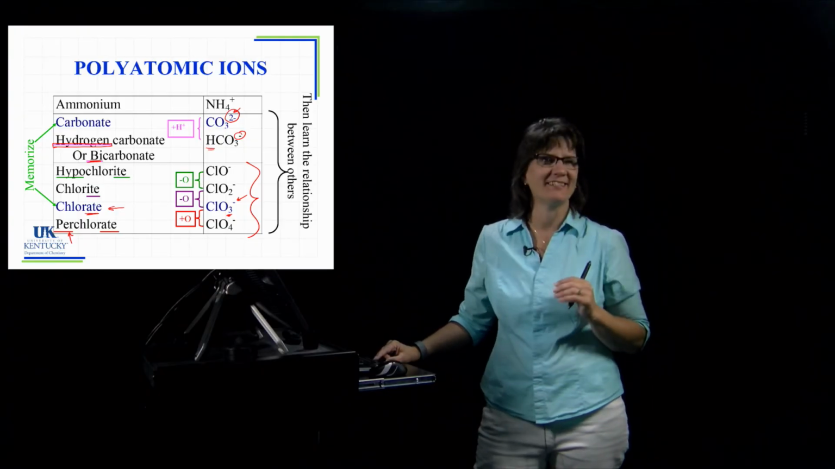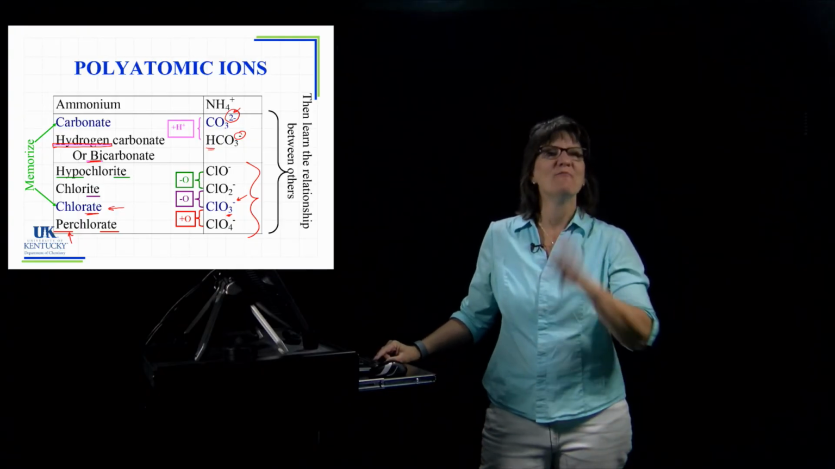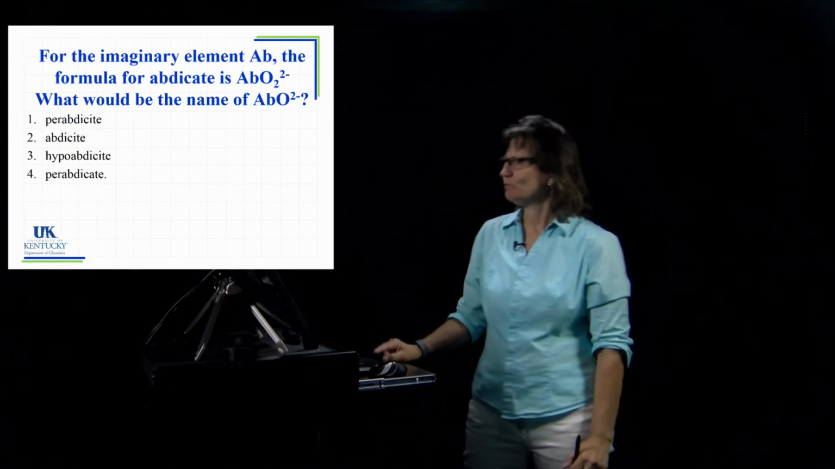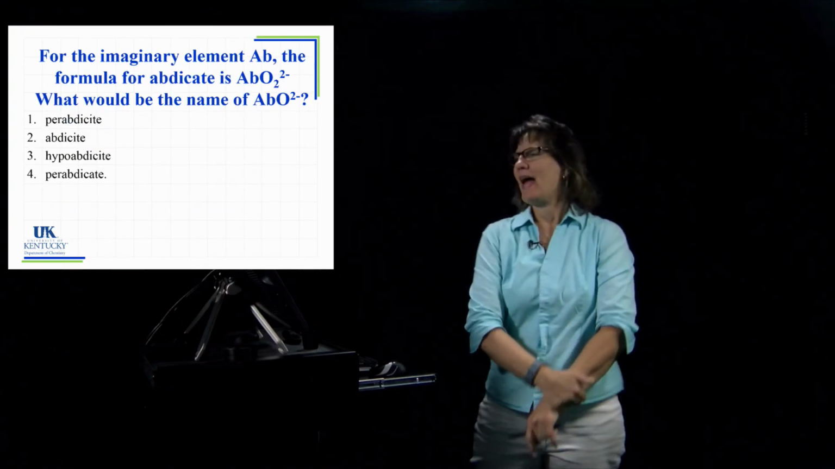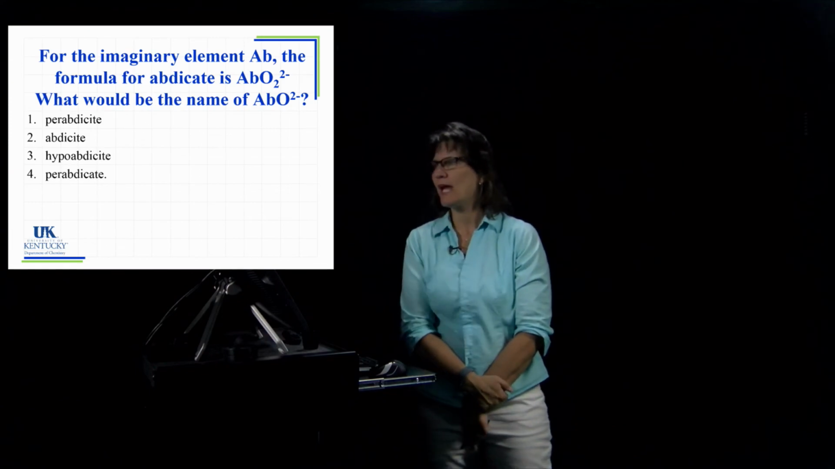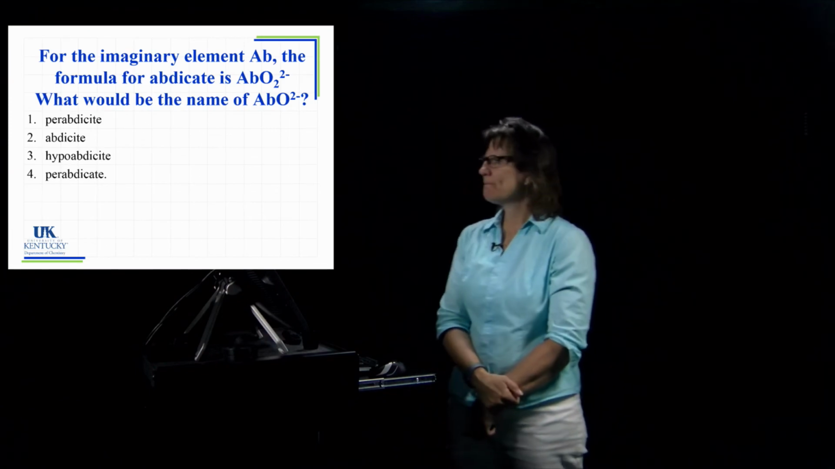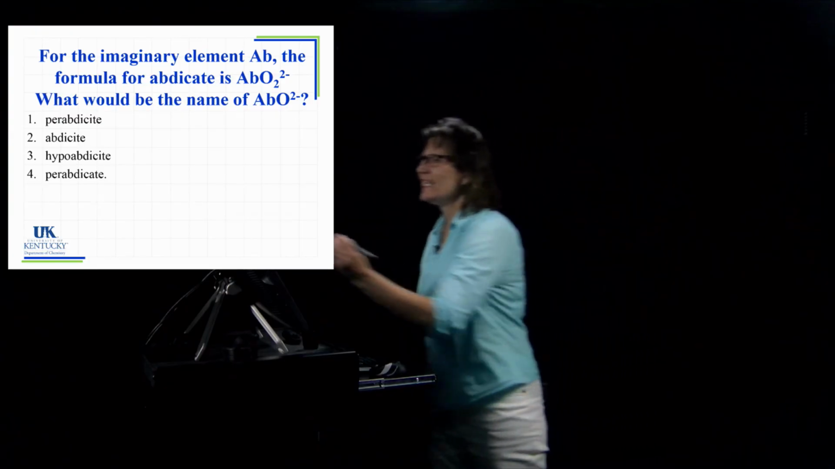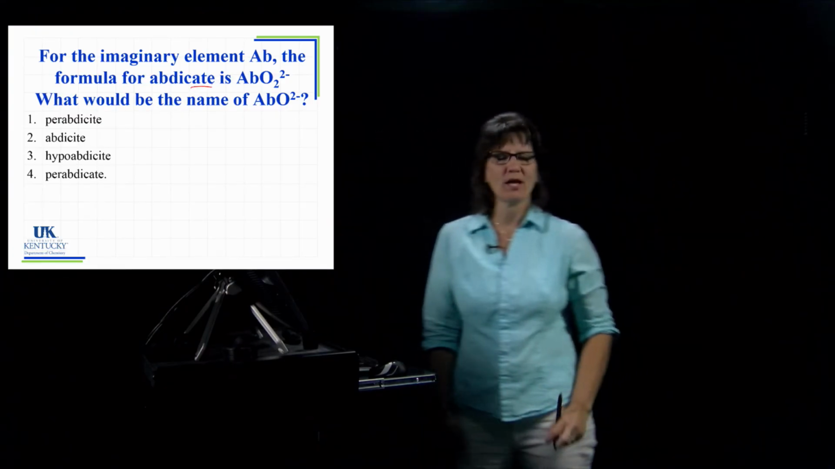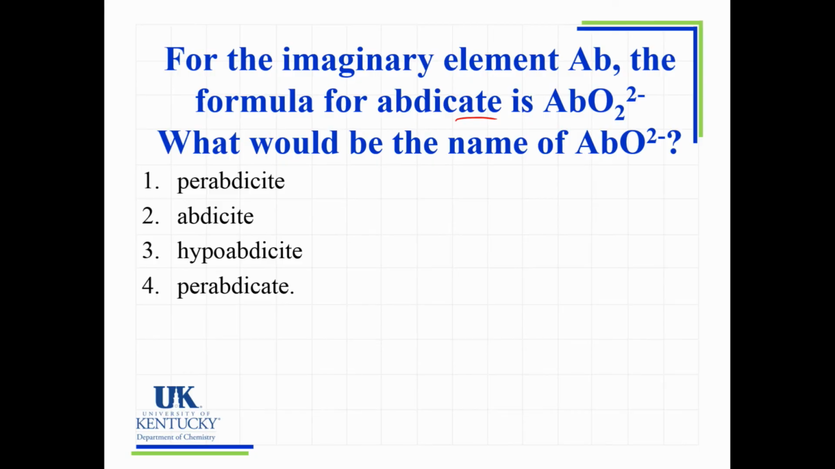Now, let's practice it. I've given you some connections here. I've made up some ions, okay? So let's say there's this imaginary element with the abbreviation Ab. And the one with the ate ending is abdicate. Abdicate has a 2- charge and it has 2 oxygens. So what would be the name of this one? Stop, review those connections I gave you, and see if you can come up with a good name for this one.